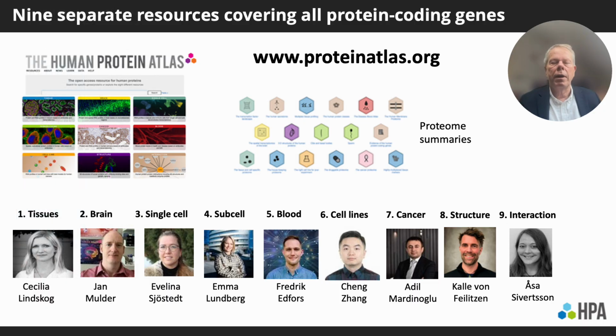From version 25 we have now expanded to 9 separate resources, and in the resources we cover all the protein-coded genes. So researchers can explore the tissues in the tissue resource, more specifically the location and expression in the brain. Also a very expanded version of the single cell resource. You can see the subcellular localization in the subcell resource. We have a very, very expanded version of the blood resource. I will come back to this.